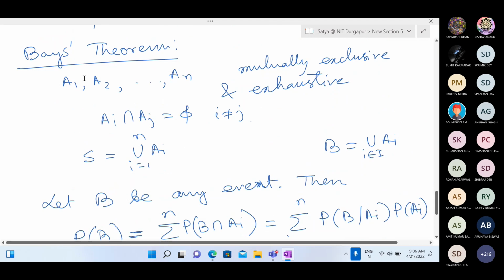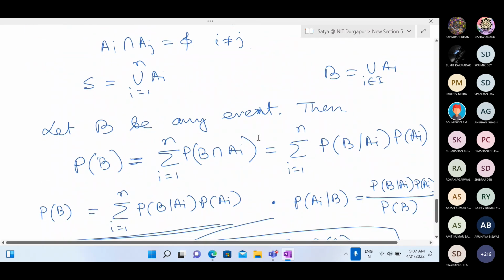Okay. So here what we did: suppose the events are finite, that means the sample space you can think of as finite, A1, A2, ..., An. The condition is that these should be mutually exclusive and exhaustive. Mutually exclusive means the intersection of any two distinct events is always phi, and the union of these events should be the whole sample space. Then with some calculation, we did this one.